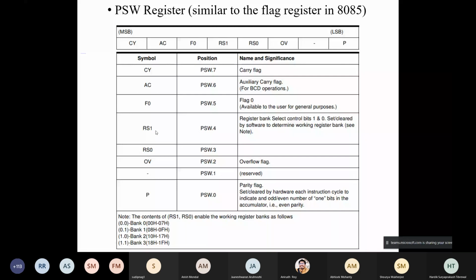Now, after selecting through RS1 and RS0, you will only talk to R0 to R7. The address range of R0 to R7 gets determined by the configuration of these 2 bits together. So you have to consider these 2 bits as a single number, either 00, 01, 10 or 11. Based on that, any one of bank 0 to bank 3 will be selected.